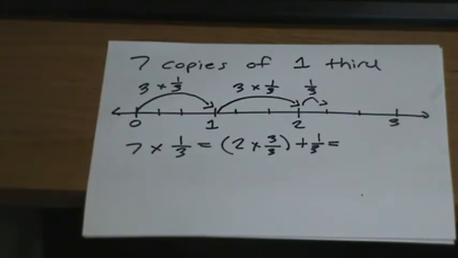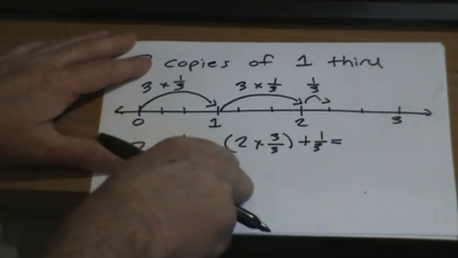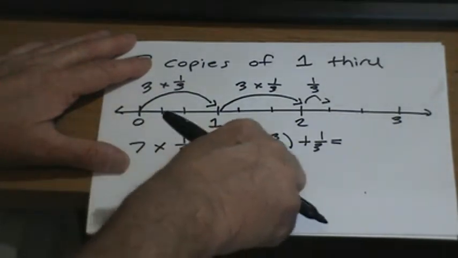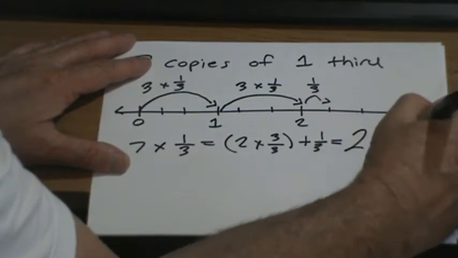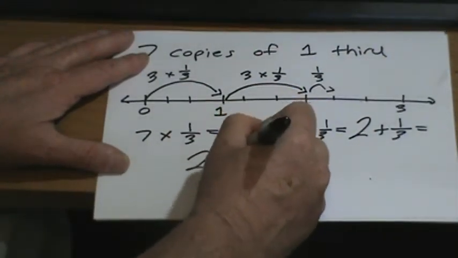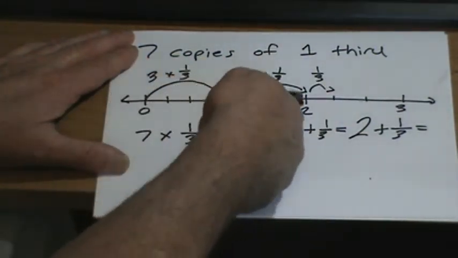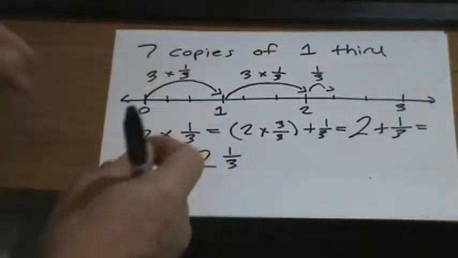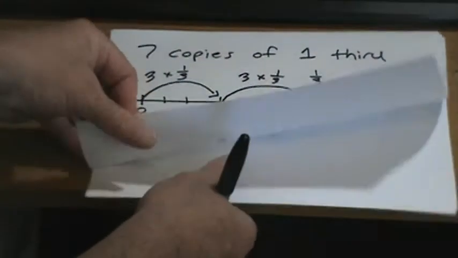Thank you, Math Mutt. So, 2 times 3/3, well, it's just 2 times 1, right? So that's 2. We still got to add on that 1/3 though. And our final answer is 2 and 1/3. Look at that. 1, 2, and 1/3. 1, 2, 3, 4, 5, 6, 7. That's 7 copies of 1/3. All right, let's do another problem.